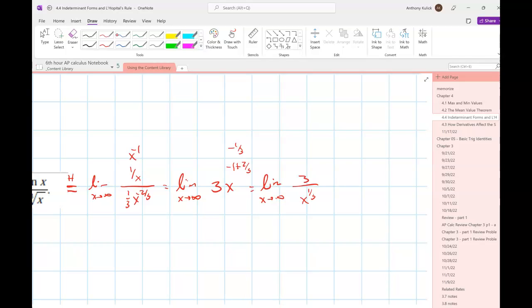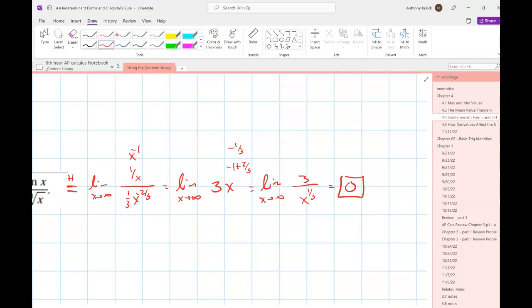So this is really the same thing as the limit as x approaches infinity of 3 over x to the 1/3, which is 0. Yeah, 3 over huge. It's just 0. Mr. Kulik, that's so nice.